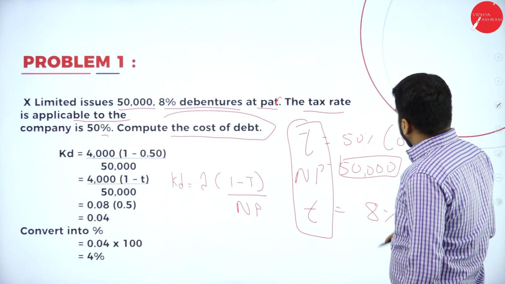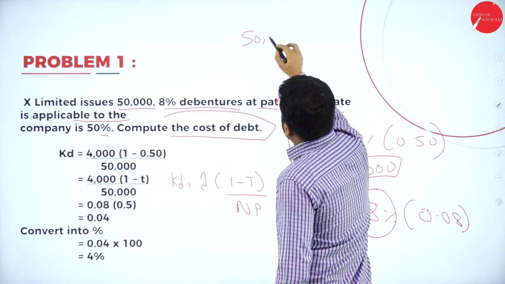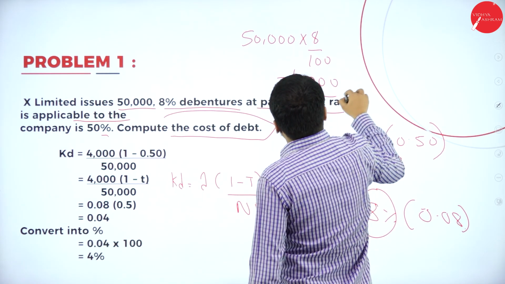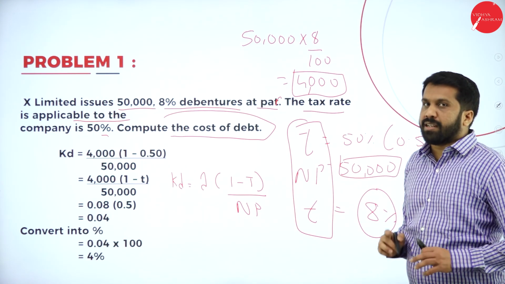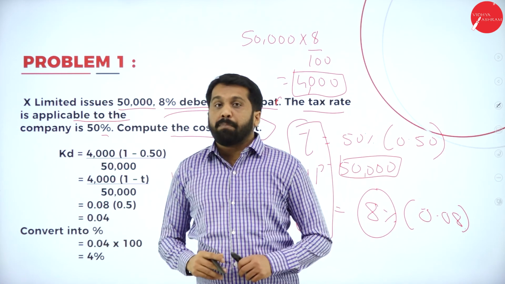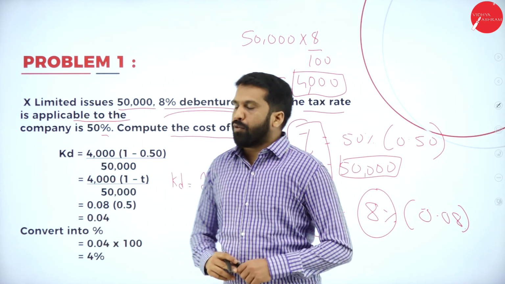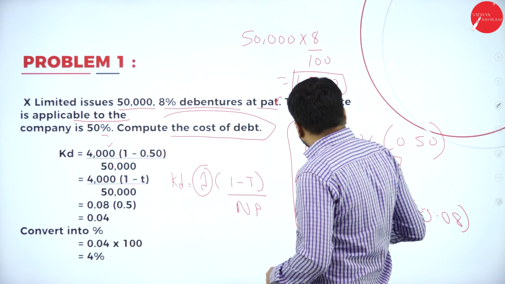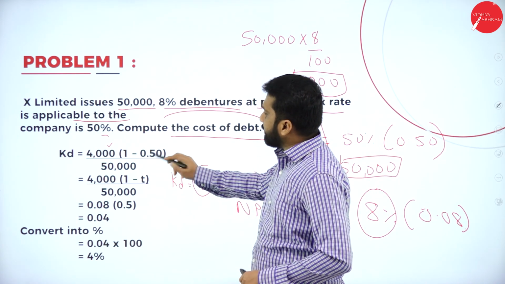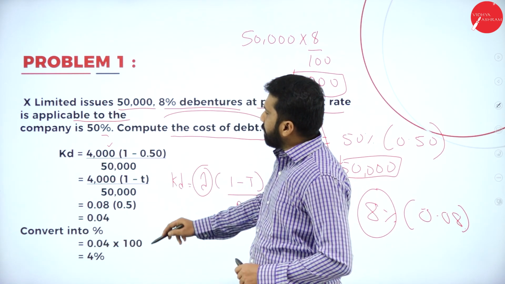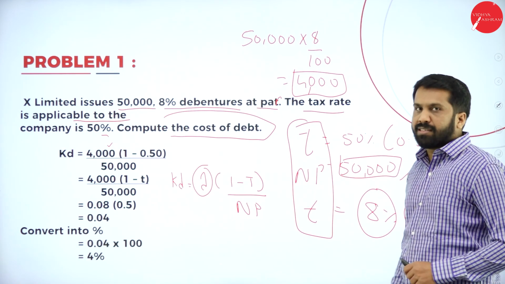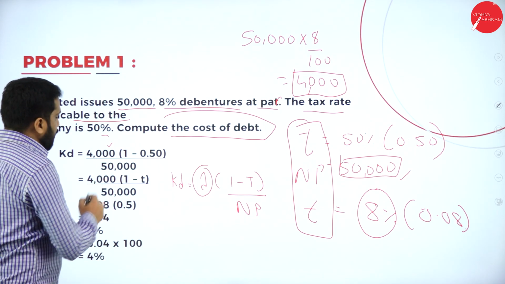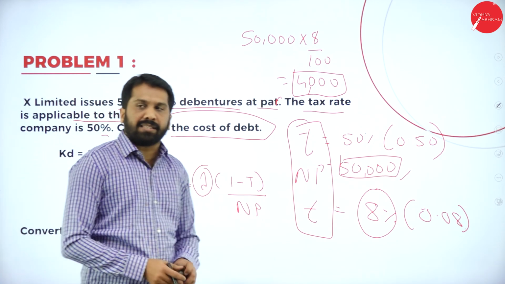What is the net proceeds? 50,000. What is the rate of interest? 8%. 50,000 multiplied by 8%, how much will you get? You will get 4,000. If you have taken a 50,000 loan, you are paying 8% interest, which is 4,000. Then 1, as it is, minus your tax, 0.50, 50%, divided by the net proceeds, 50,000. So 4,000 (1 minus tax) divided by 50,000.